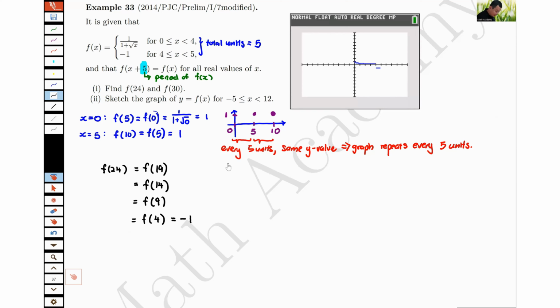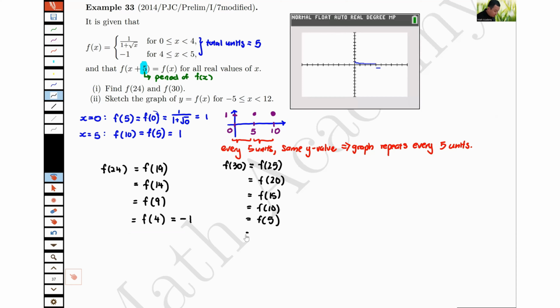So let's do the second one together. 30. When it's f of the value at 30, you then get f of 25. Keep going, 20, 15, 10, 5. If we write it in the long way first, I will show you how we can shorten the solution in a while.